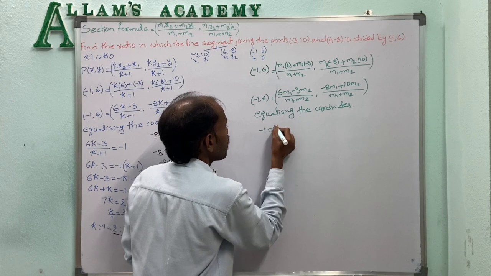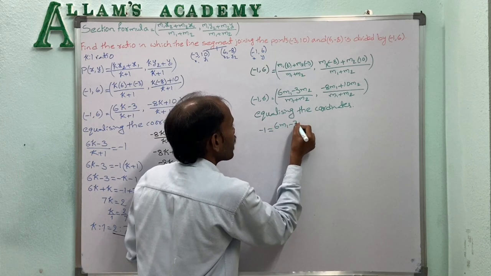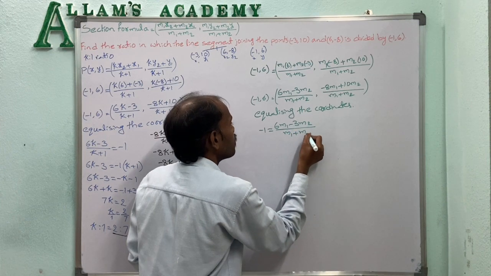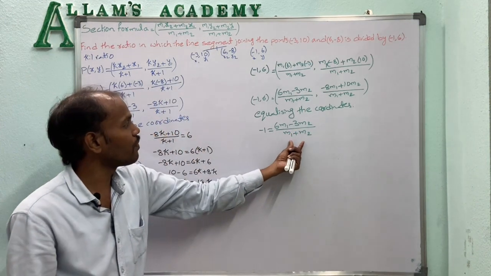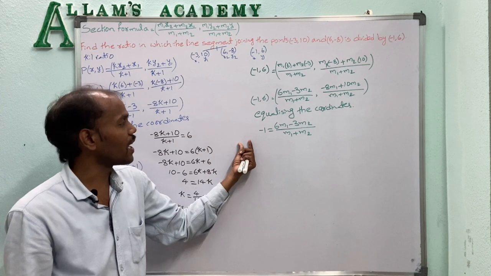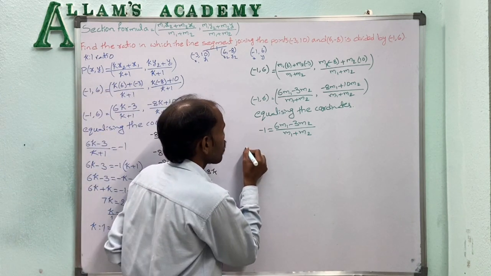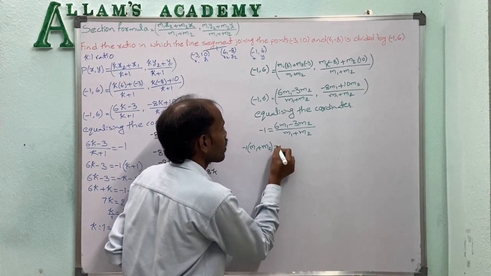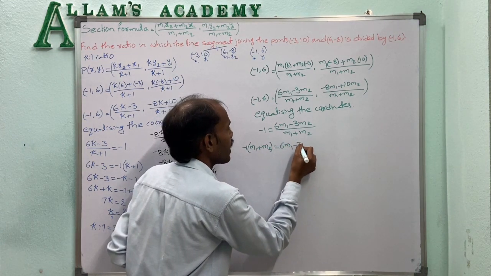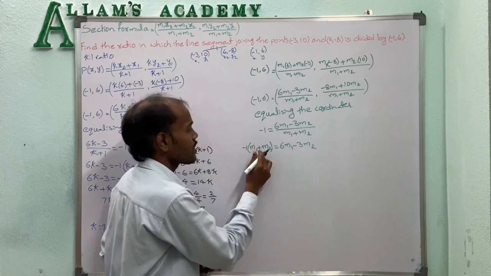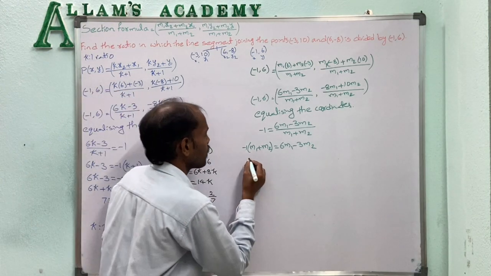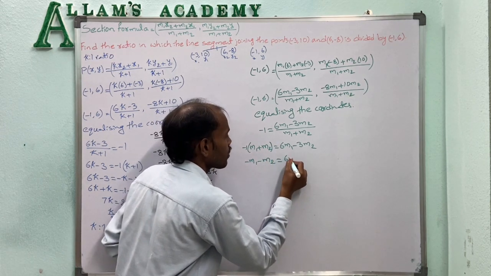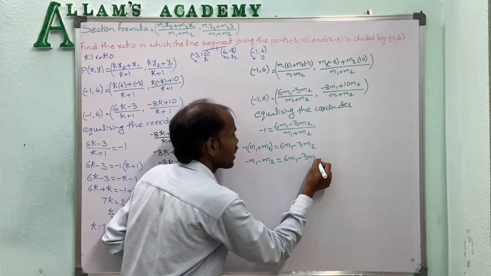Minus 1 is equal to (6m1 minus 3m2) by (m1 plus m2). Now the division m1 plus m2 is transferring to LHS, that is the product. So minus 1 into (m1 plus m2) is equal to 6m1 minus 3m2. Minus is multiplying with (m1 plus m2), we get minus m1 minus m2 is equal to 6m1 minus 3m2.